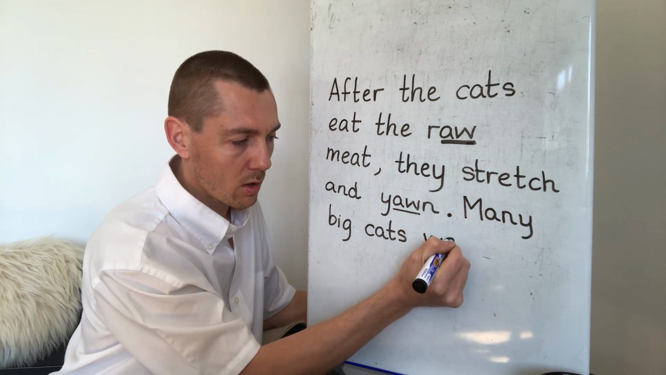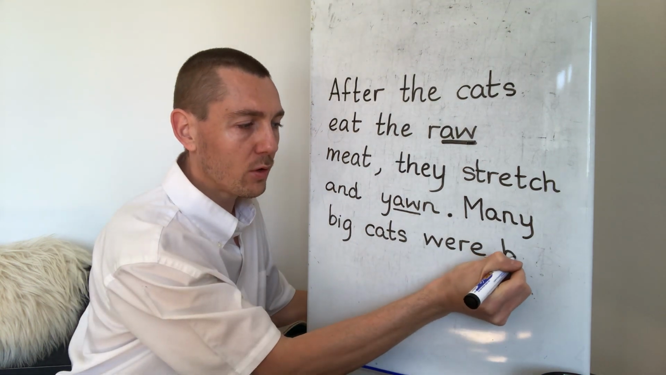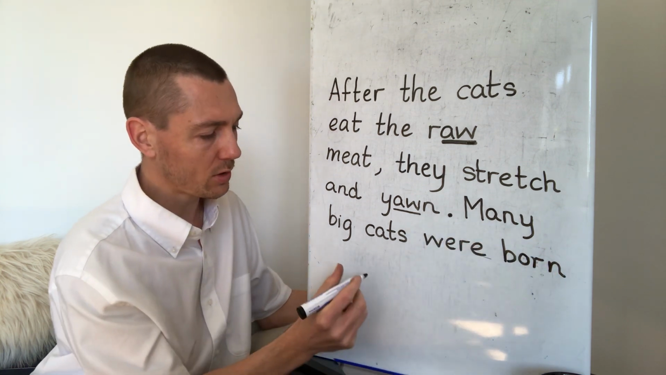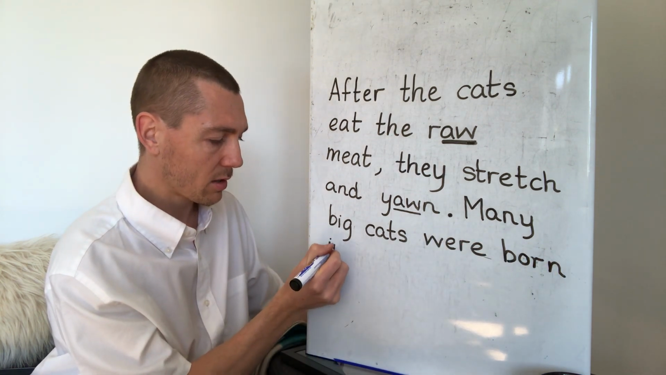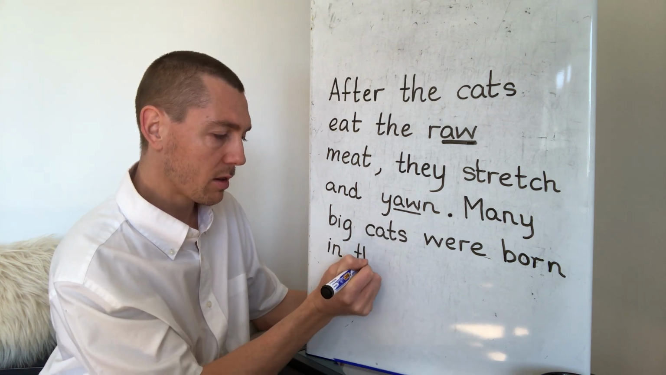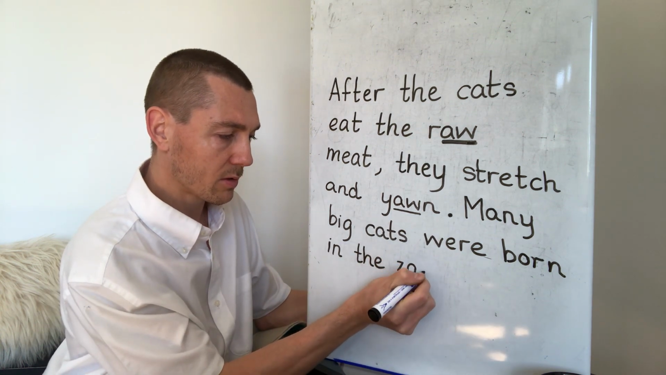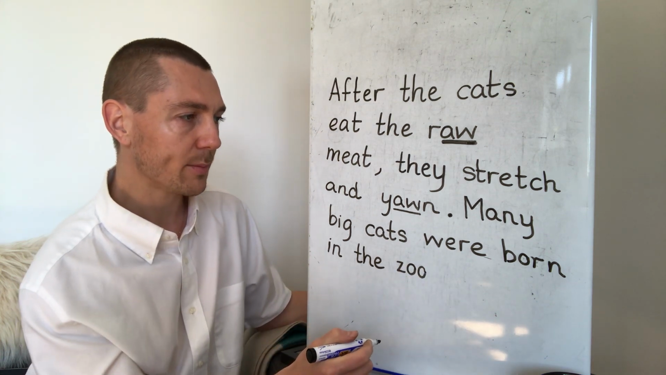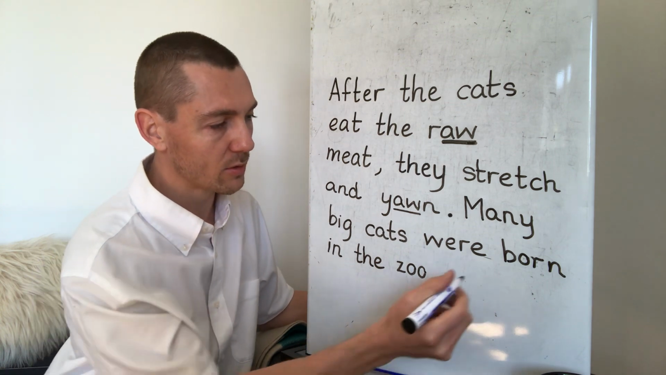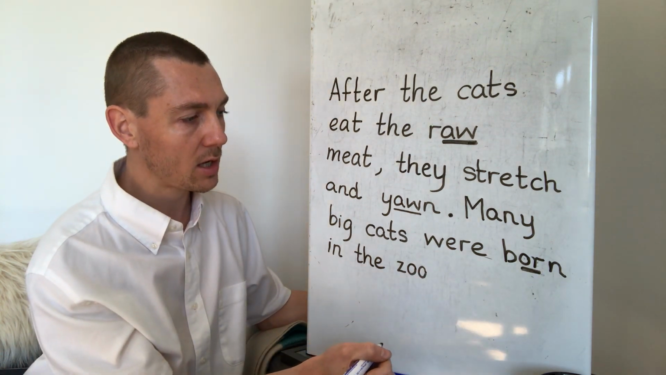Were, born, b, or, born, in, the, zoo. Okay, just underline any more spellings of or that you've got there. Many big cats were born in the zoo. Of course, we've got the OR spelling of or there in born. Hope you got that one there.